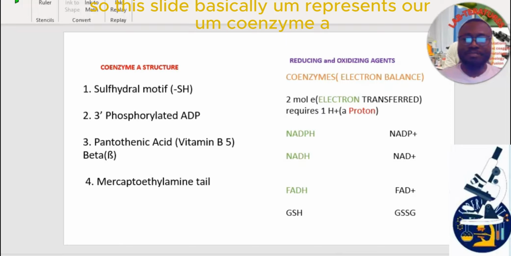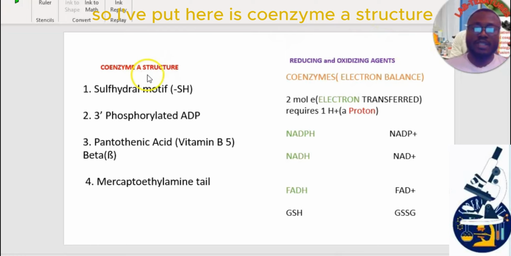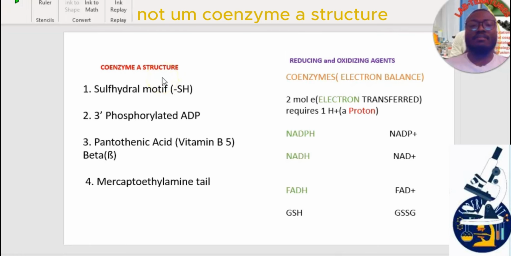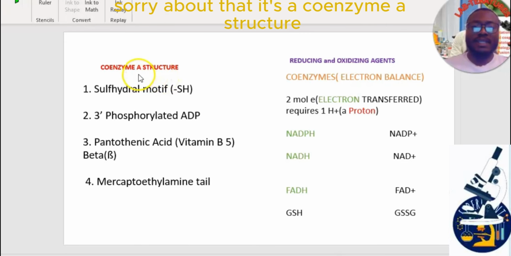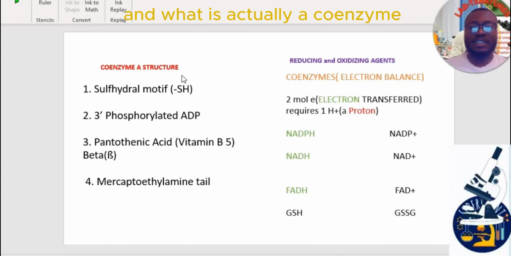So this slide basically represents our coenzyme A. I've put here coenzyme A structure, not coenzyme A structure. Sorry about that. It's a coenzyme A structure. So what is the structure of coenzyme A, and what is actually a coenzyme?